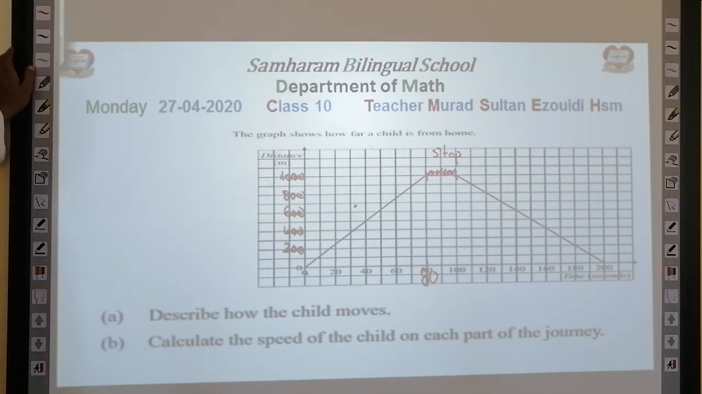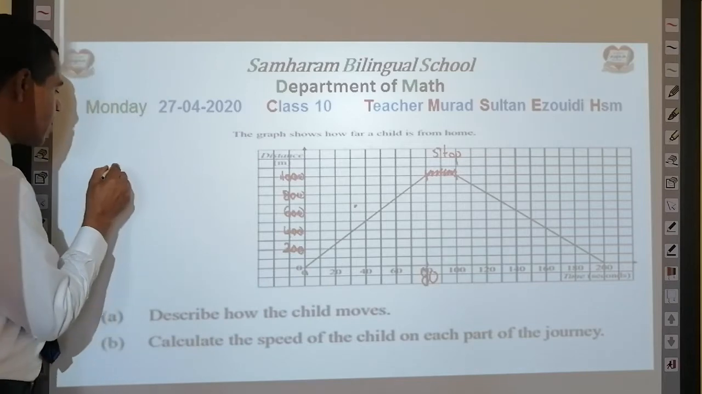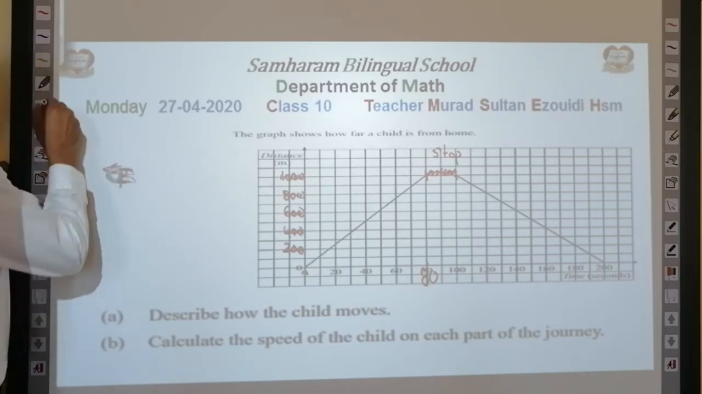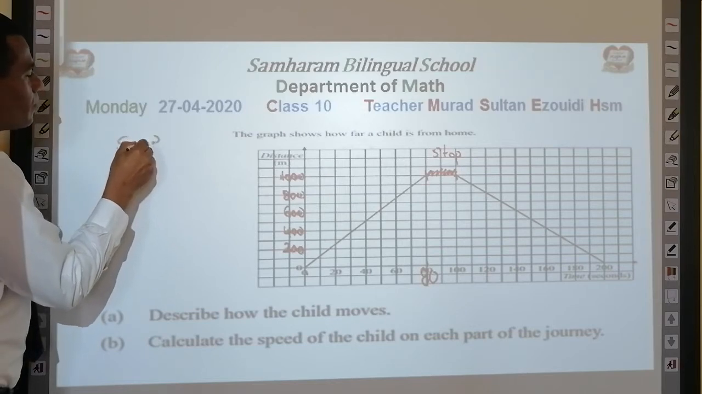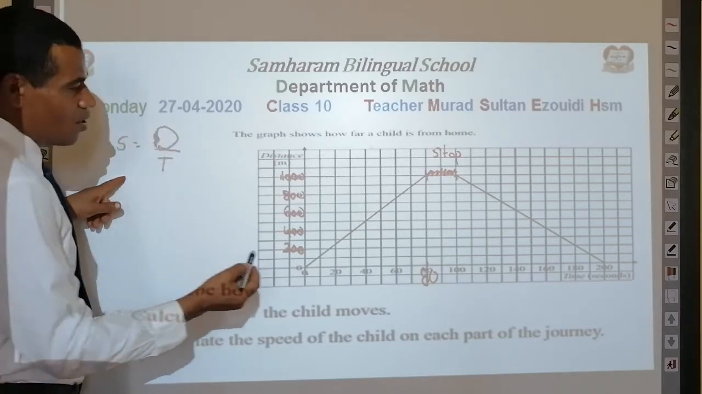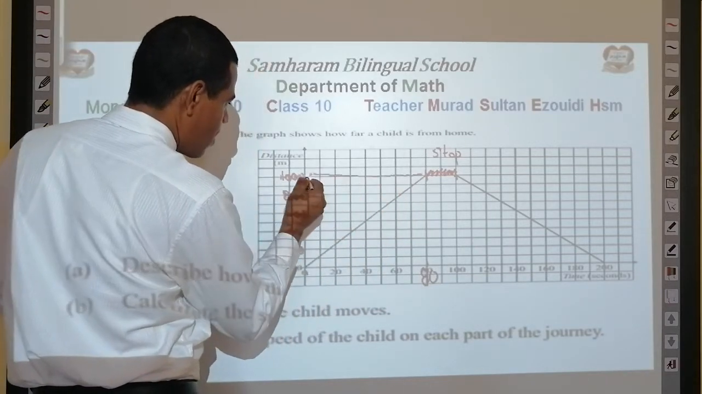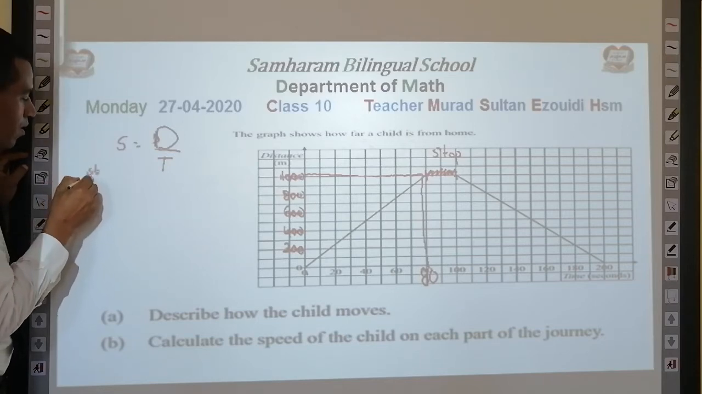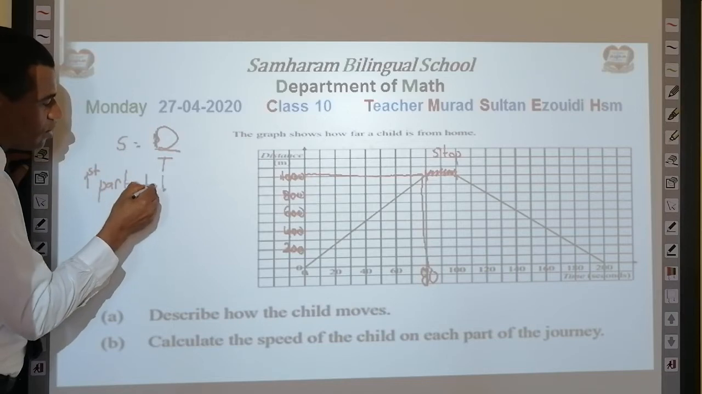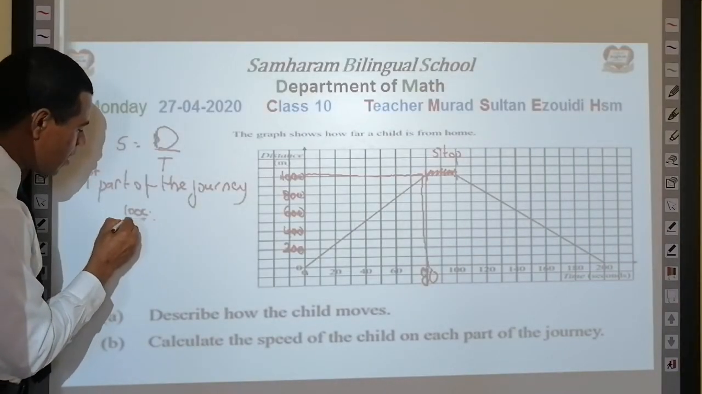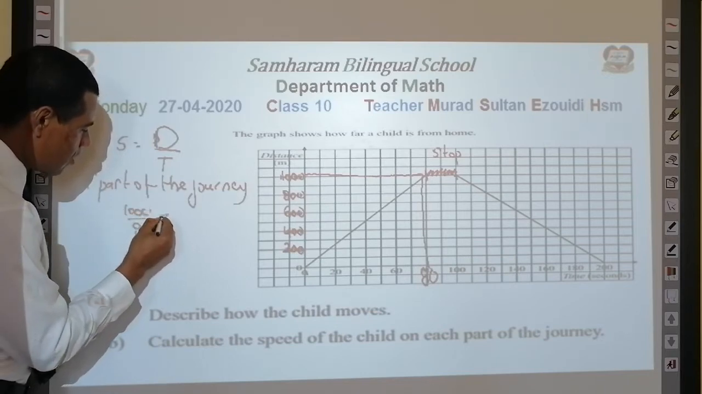So, calculate the speed of the child on each part of the journey. Speed equals distance divided by time. In the first part, we have 1000 divided by 80.